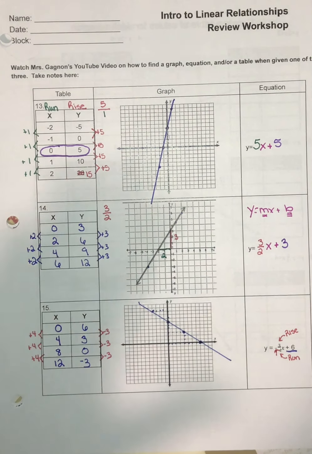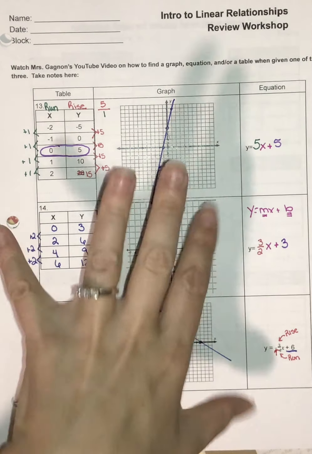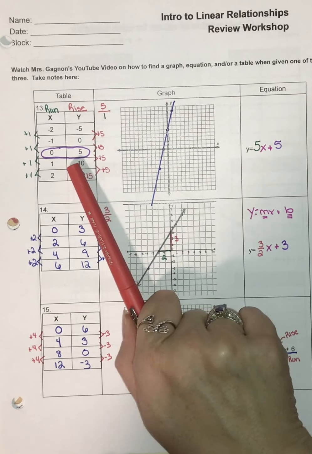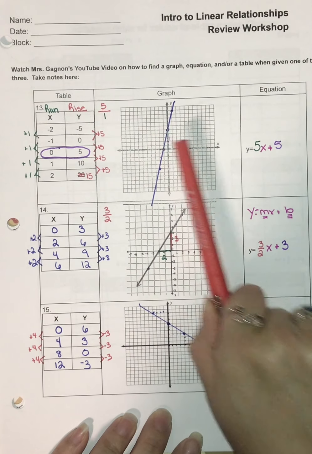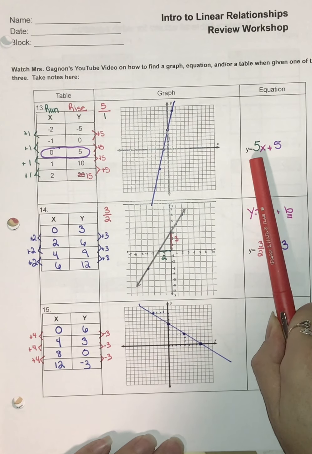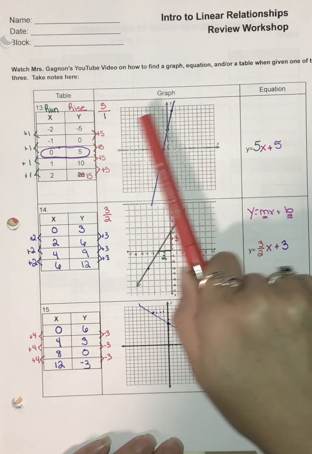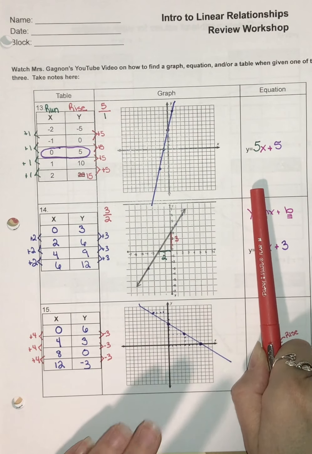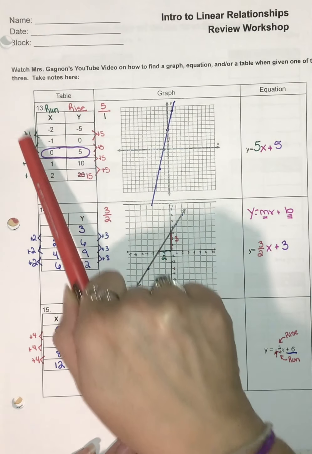This kind of wraps up everything we've done in the unit, and this is a big part of your test. It's really important to be able to find the slope and the y-intercept from all 3 things because they all relate. So we've got our y-intercept, y-intercept, and y-intercept. And then we've got our slope right here. We used it to graph, and you can use it in your table. So rise over run, 5 over 1, because it's a whole number.